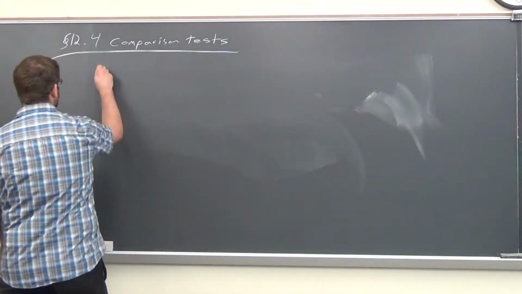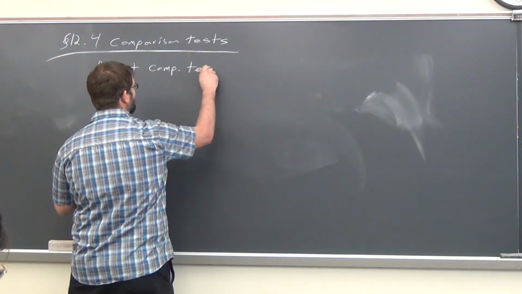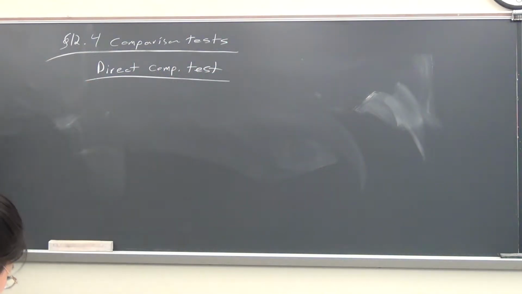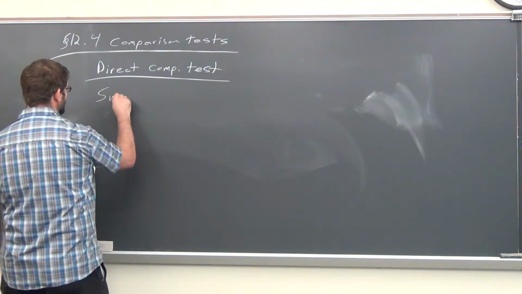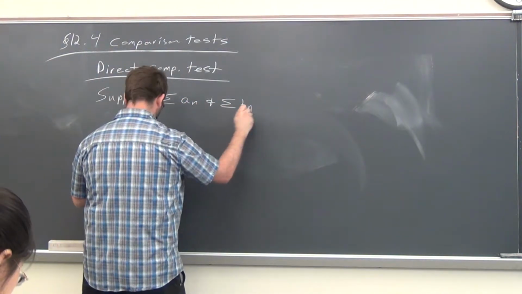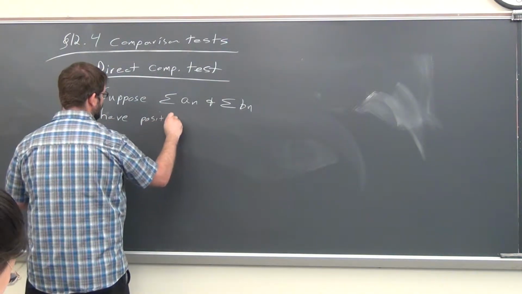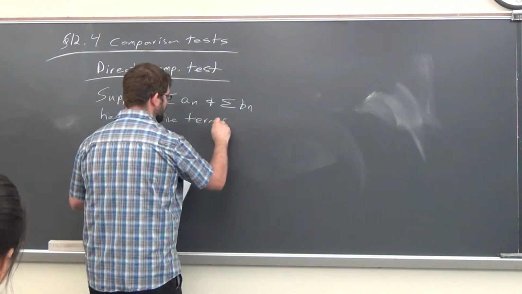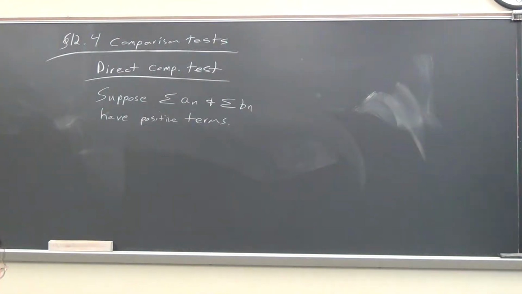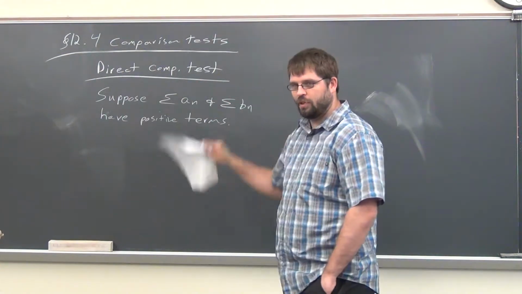And so I'm just going to write down the direct comparison test first. You'll also see this called the ordinary comparison test. And so just use those names interchangeably here. So suppose that you have two series. Okay, so you just have two series with positive terms. And again, I'm ignoring the bounds here, but we assume those bounds are the same. We go from 1 to infinity or 10 to infinity, whatever.